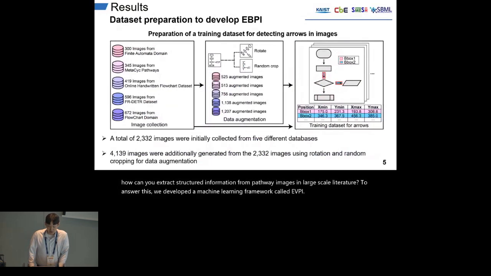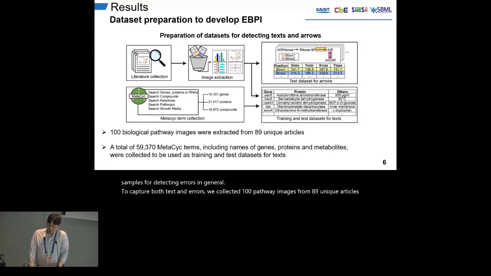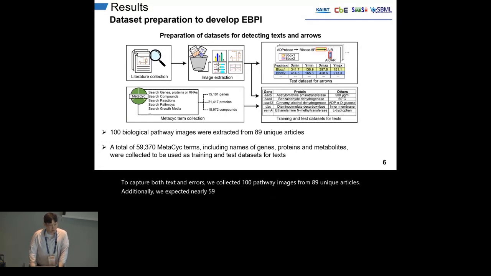For the development of eBPI, we first curated a high-quality data set. We collected over 2,300 images from 5 different databases. Also, we used data augmentation to generate additional samples for detecting errors in general. To capture both text and errors, we collected 100 pathway images from 89 unique articles. Additionally, we extracted nearly 59,000 terms from the MetaSeq database related to genes, proteins, and metabolites. These are used for both training and evaluation.